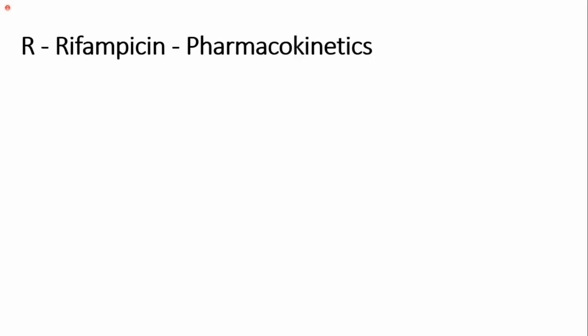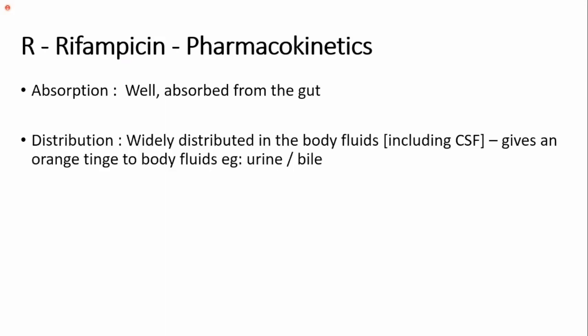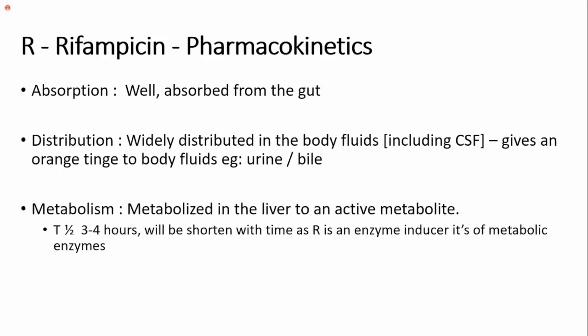As for the pharmacokinetics, it's given orally, so it's well absorbed from the gut. But if you have food, it can sometimes interfere with absorption. It's also widely distributed, and it penetrates well into the CSF, where you can achieve good levels. The thing about rifampicin is, it is known to go into all the body fluids, and it will cause an orange-colored tinge in the body fluids, like in the urine and tears. So the patients might get worried about this. Therefore, we need to advise the patients on the possibility of discoloration of the body fluids.